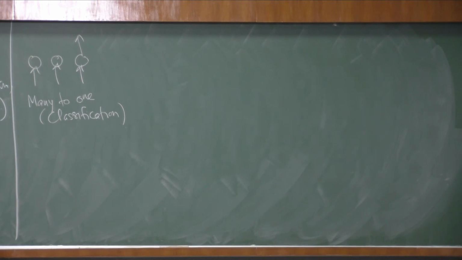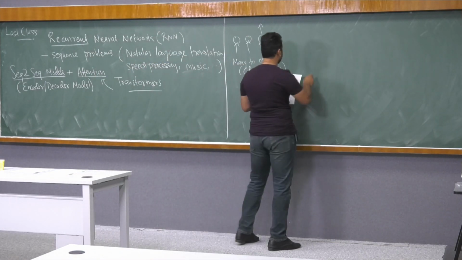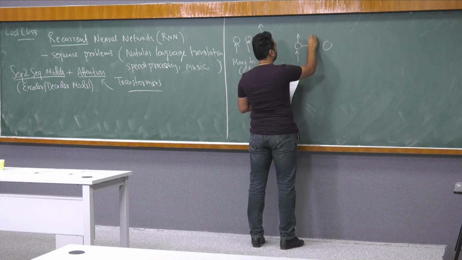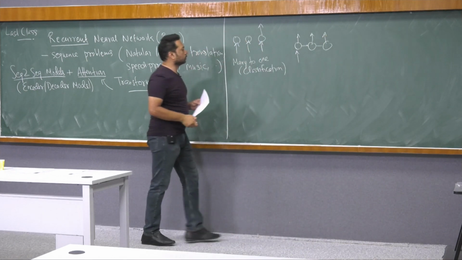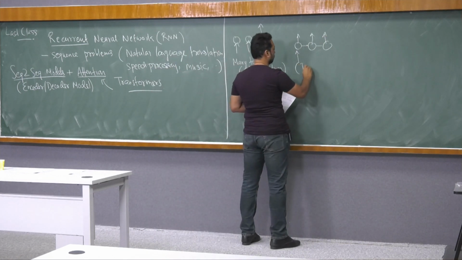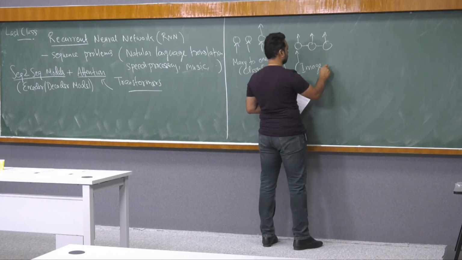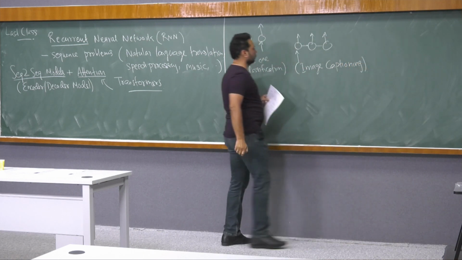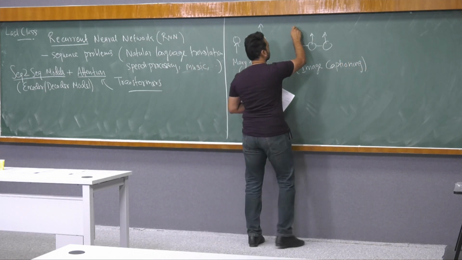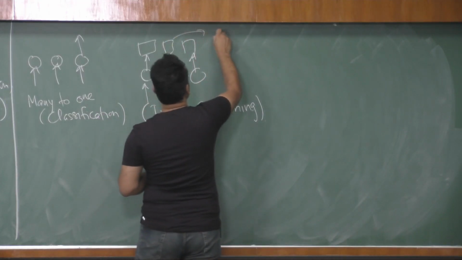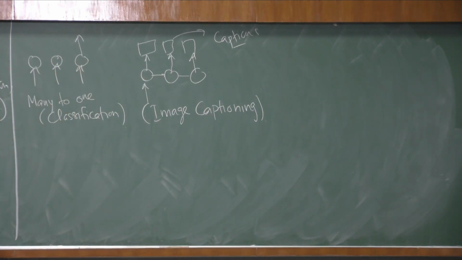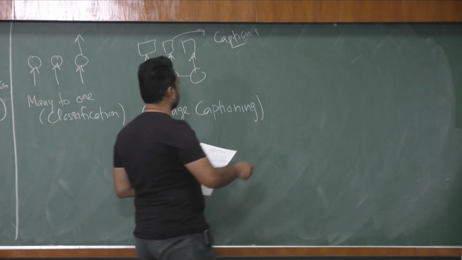And we can also have variants of these. So for instance, one-to-many. I have one input, and then it produces a set of outputs. So that could be an image captioning problem. So I input an image, and then a bunch of text that acts as a caption for the image, which will be a sequence of words describing the image. And we may also have many-to-many.